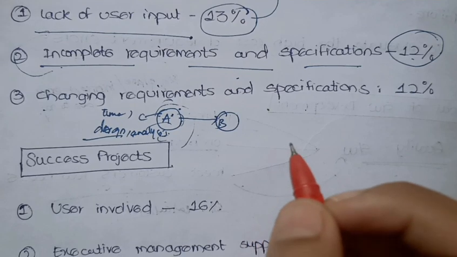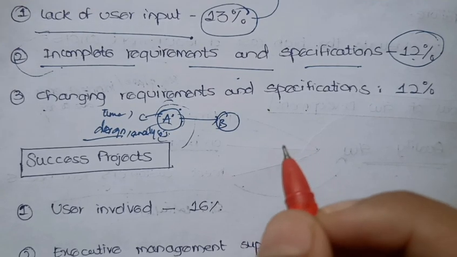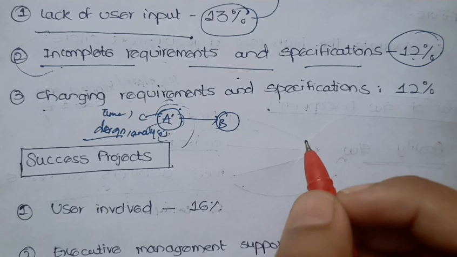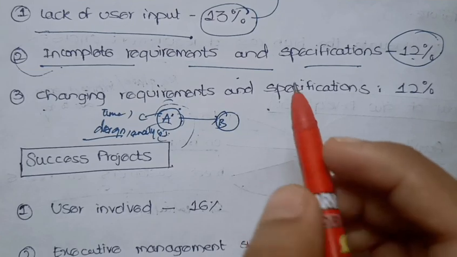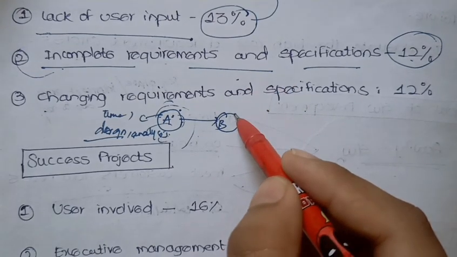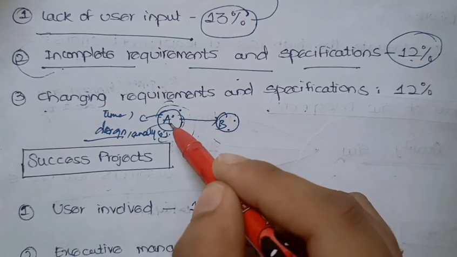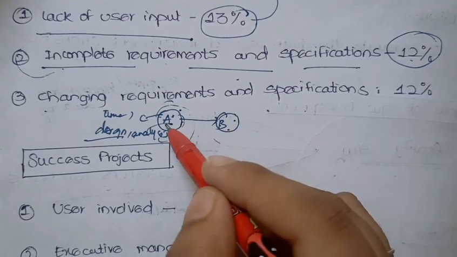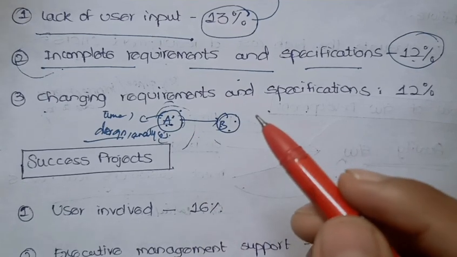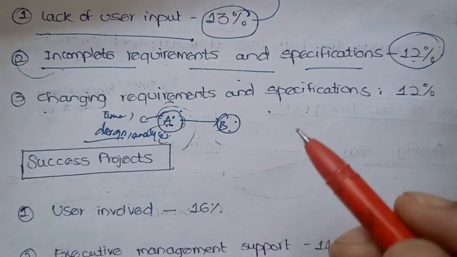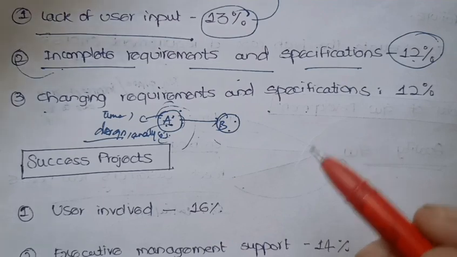So this is the main cause of challenged projects, which is changing requirements and specifications. This causes the project to be challenged. Although the developer can do this B set of requirements, they should have done the A set of requirements ahead of B, and this causes a lot of waste of time and a lot of waste of manual work of the developer.